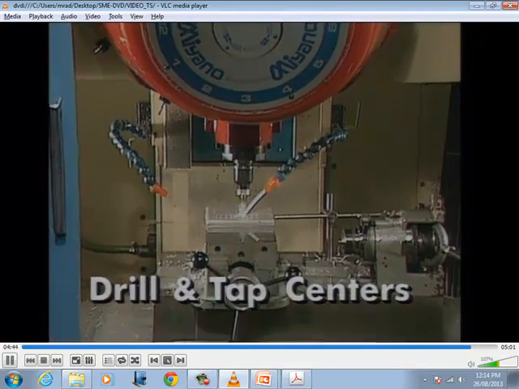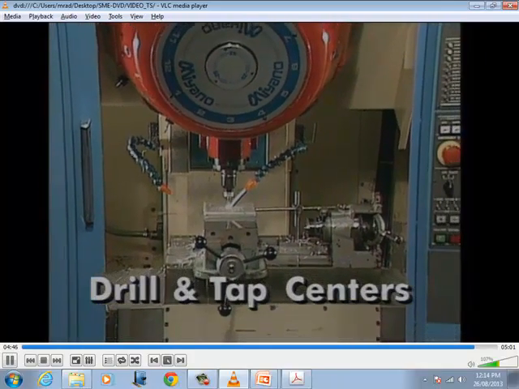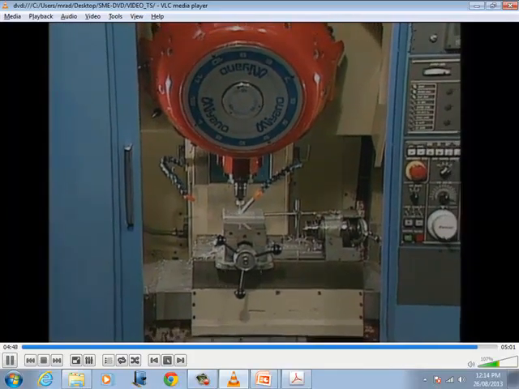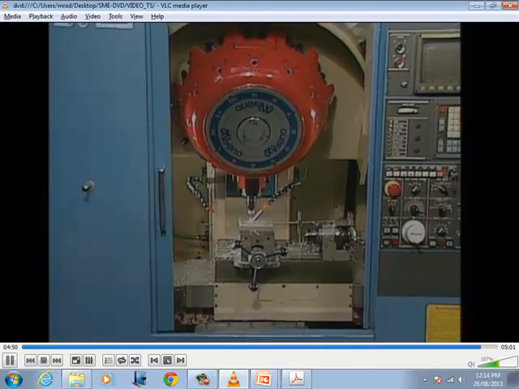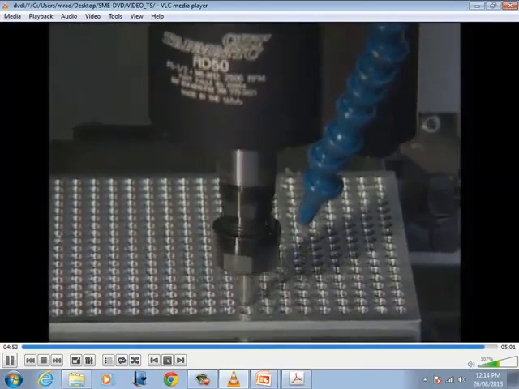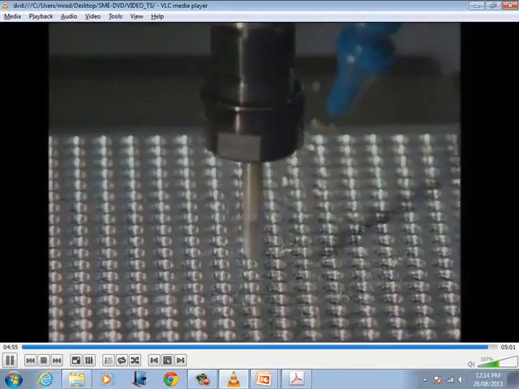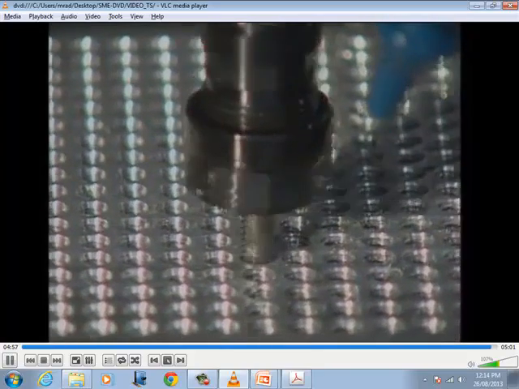NC drill and tap centers are like lightweight machining centers, dedicated to hole making rather than milling. The tool changer is usually equipped with 12 to 20 tools, allowing multiple operations to be performed on single or multiple holes.